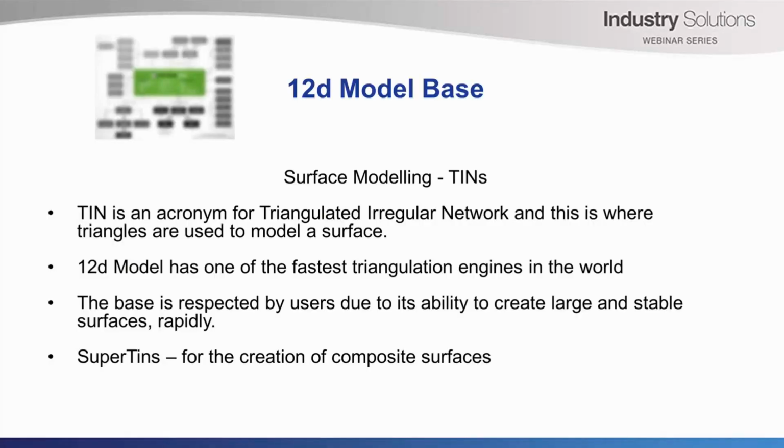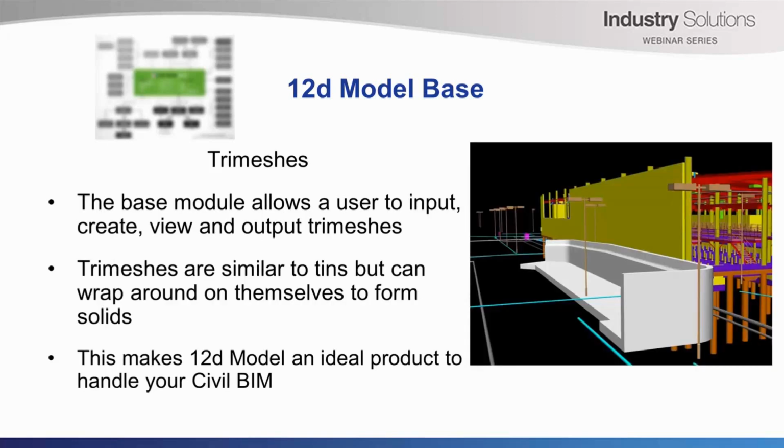The 12D model base comes complete with surface modelling, or TINs. A TIN is an acronym for Triangulated Irregular Network, and this is where triangles are used to model a surface. 12D has one of the fastest triangulation engines in the world. The base is respected by users due to its ability to create large and stable surfaces rapidly. Super TINs are also available for the creation of composite surfaces.